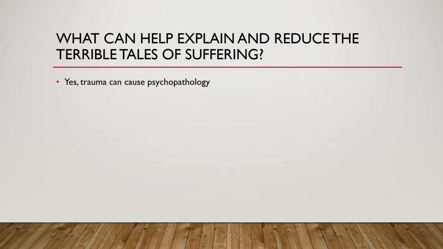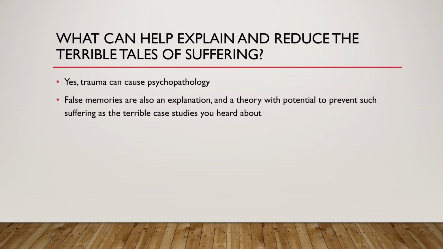That is, reducing trauma, prosecuting abuse in order to stop suffering, genuine suffering from genuine trauma, preventing other ways people get traumatized as well. But in addition to this, the theory of false memories can also offer an important explanation and a theory with potential to prevent such suffering as the terrible cases that we heard about today too. So both theories are not completely antagonistic, and both are important to take into account to reduce suffering in humans.